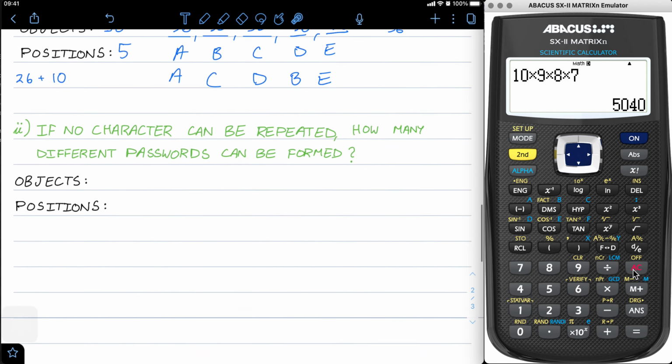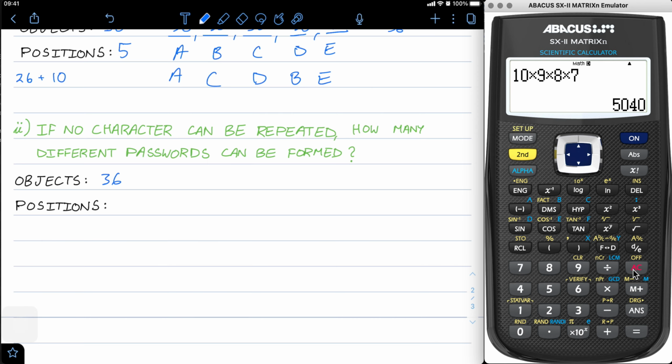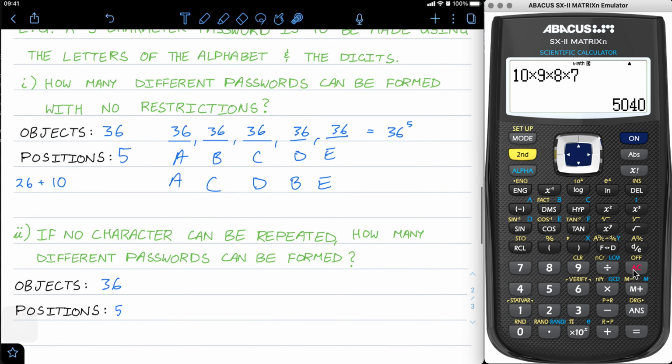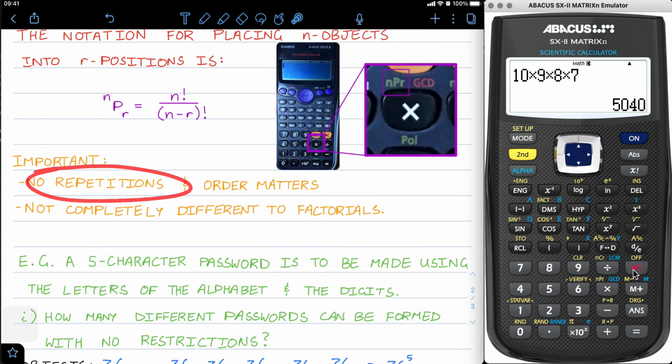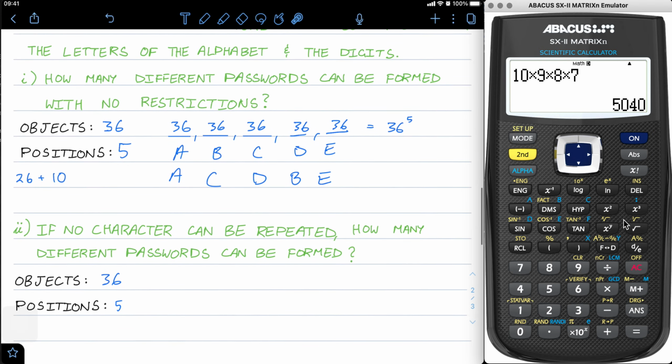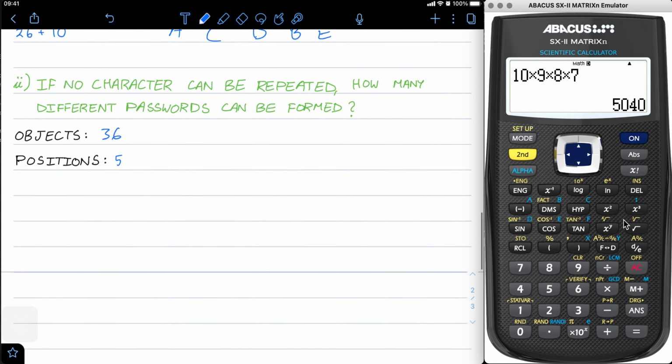Now let's take a look at this next example. It's the exact same thing. We still have the 36 total objects, and the 5 possible positions. But now this time it says no character can be repeated. This has no repetitions. Now let's take a look. Here are our 5 positions. 1, 2, 3, 4, 5.